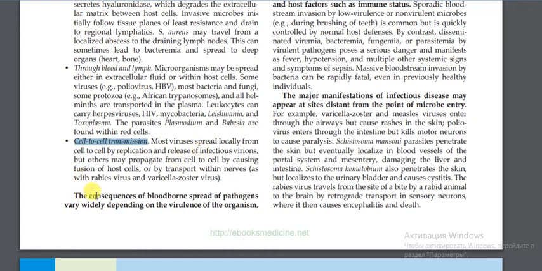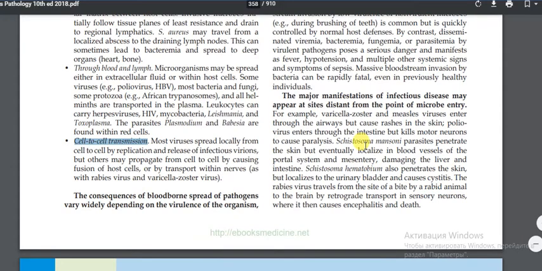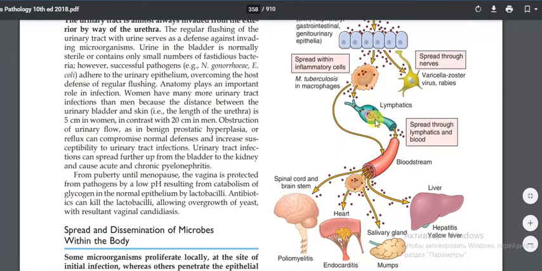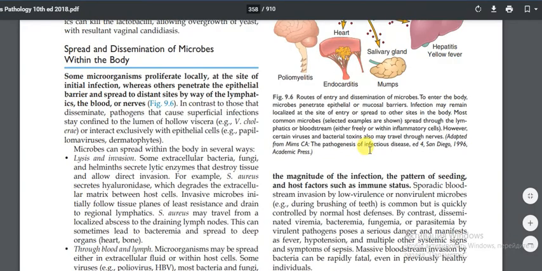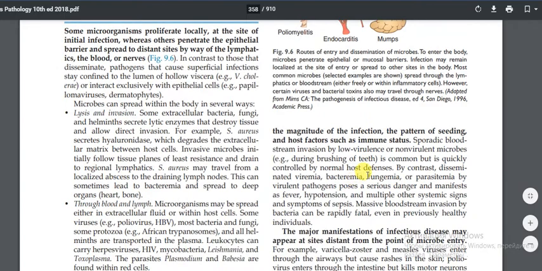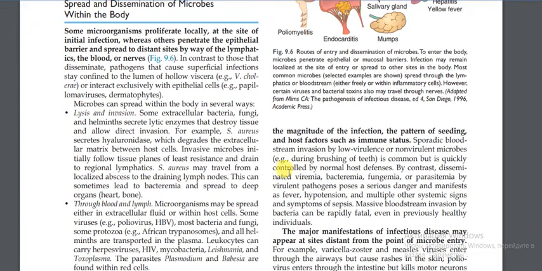Okay, the consequences of blood-borne spread of pathogens vary widely depending on the virulence of the organism, the magnitude of infection, the pattern of seeding, and host factors such as immune status. Sporadic bloodstream invasion by low virulence or non-virulent microbes during brushing of teeth is common but is quickly controlled by normal host defenses. As I said, usually in the blood we have a lot of lymphocytes and other types of leukocytes which can easily eradicate these bacteria.